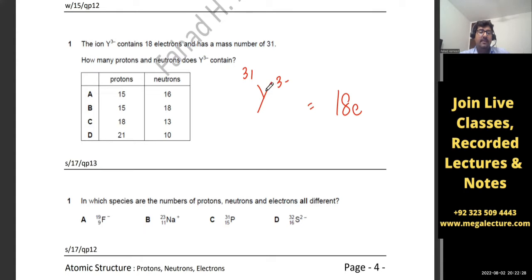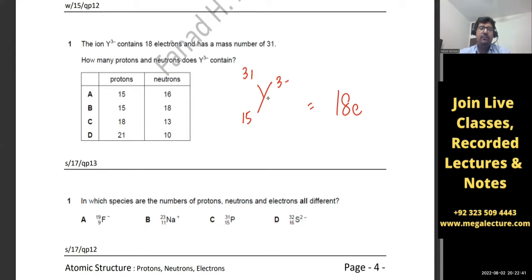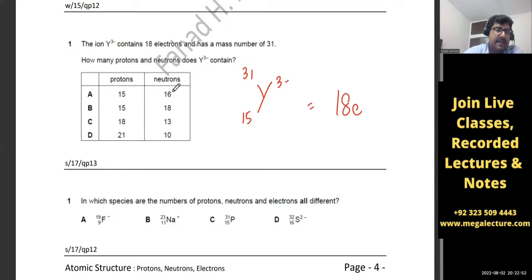First thing, an atom of Y, how many electrons will that have? Its original electrons is going to be 15, because 18 came after gaining 3, so originally it had 15. So originally the proton number was 15, and if you calculate the difference, that's 16. So it's going to be A. Clear hai?